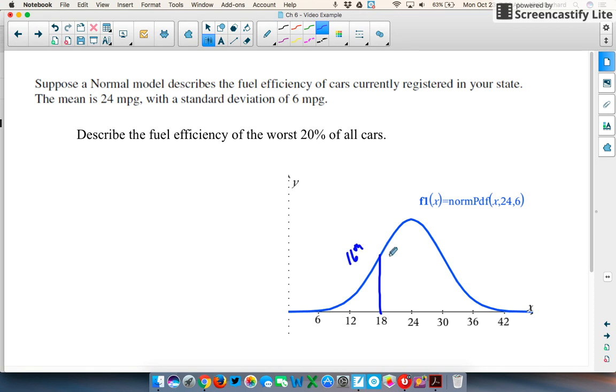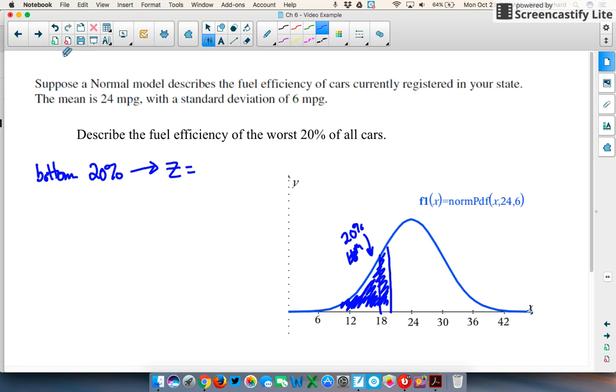All right. Now, if I want the 20th percentile, it's going to be a little bit inside of that. And so I'm going to mark that, and I'm going to shade all this because it's the worst 20% of cars. Okay, so not 16 anymore, but 20%. So now what I have to do is say, okay, well, the bottom 20% or the 20th percentile goes to what z-score?